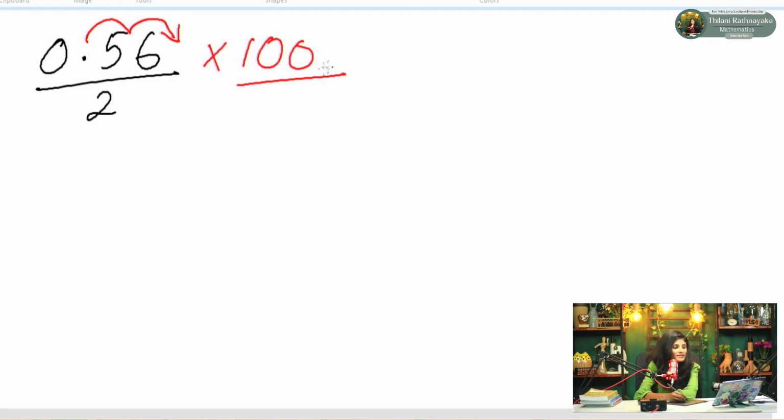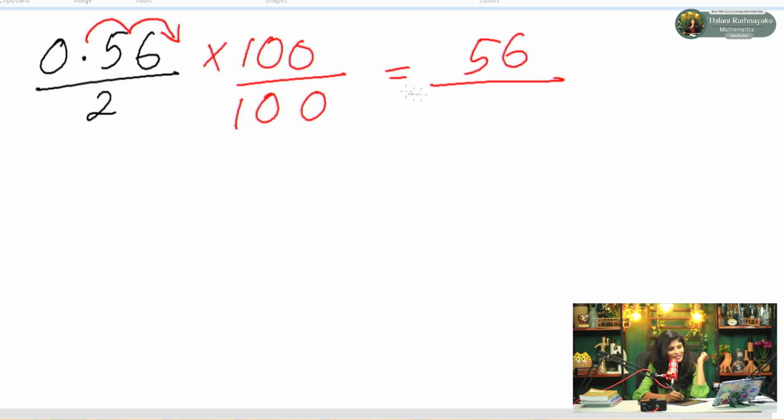Okay, so if I multiply the numerator by 100, I have to multiply the denominator also by 100. So 0.56 multiplied by 100, what is the answer? That becomes 56. And 2 multiplied by 100, what is the answer? Yes, that is 200. Now we have two whole numbers. Now we can do the division. The method is you can use long division, or else you can just cut the numbers. Whatever you want, you can do.